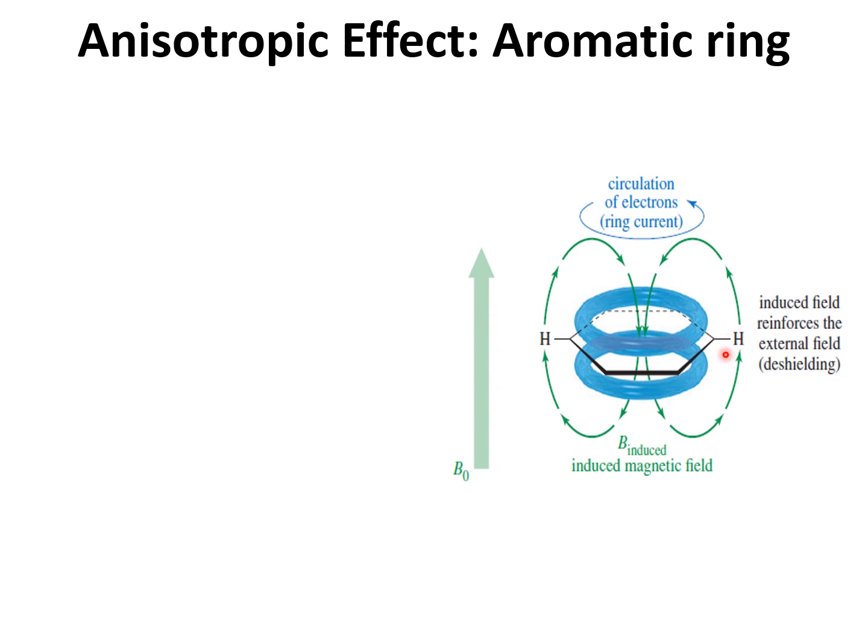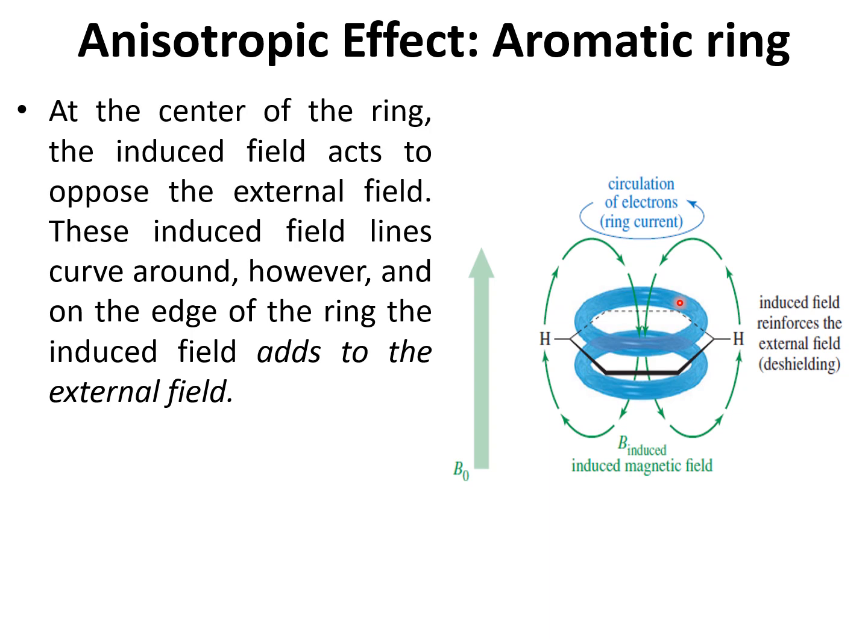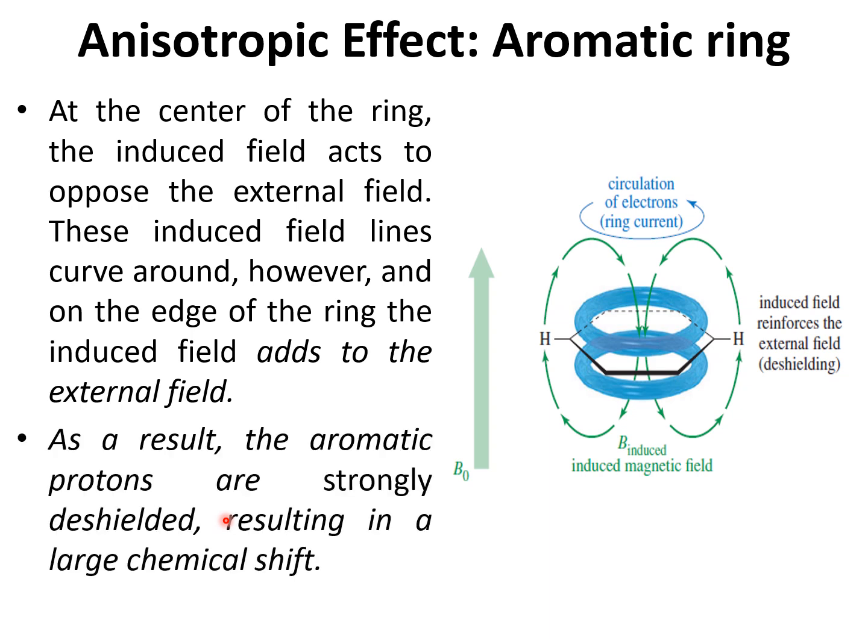But when we see these protons, then here they are aligned with the magnetic field. So at the center of the ring, the induced field acts opposite to the external field, and these induced field lines curve around, but on the edges of the ring or outside of the ring, these induced fields add to the external field, and this causes the deshielding. The aromatic protons are strongly deshielded, which results in larger chemical shift value, and that range is between 7 to 10 ppm.